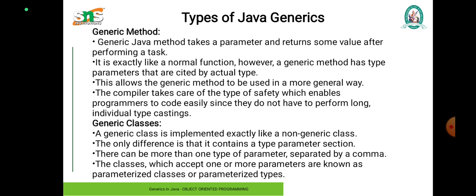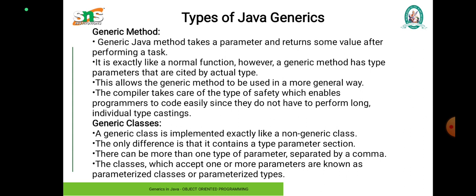Now let us see about the types of Java generics. Generic method. A generic Java method takes a parameter and returns some value after performing a task. It is exactly like a normal function. However, a generic method has type parameters that are cited by actual type. This allows a generic method to be used in a more general way. The compiler takes care of type safety, which enables the programmer to code easily since they do not have to perform long individual typecastings.